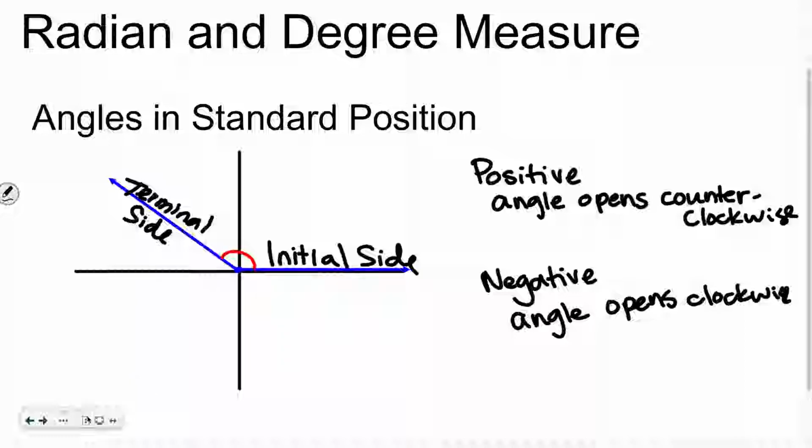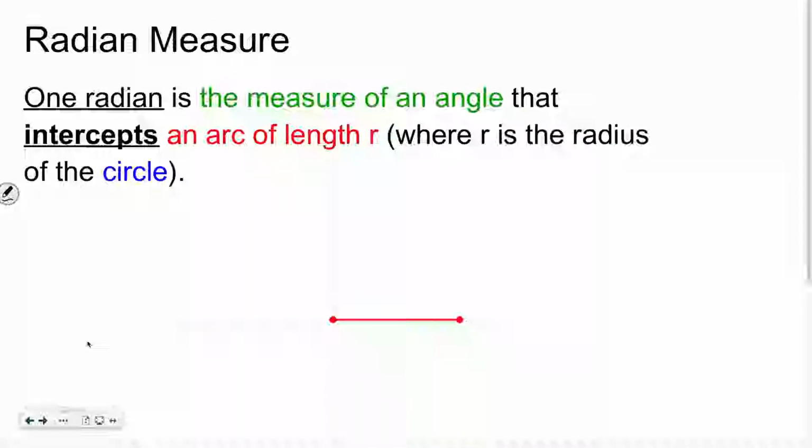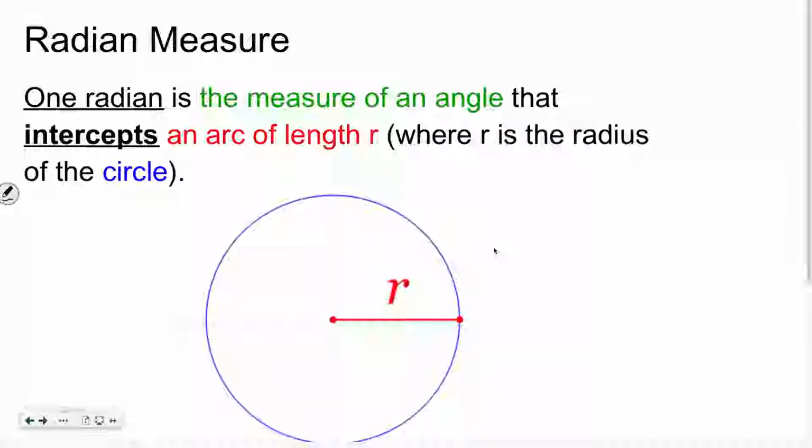Next up, I'm going to talk about the radian, and I have a definition, and I also have this animation here at the bottom of the screen. I'll talk about the animation after I give people who want to write down the definition a chance to write that down. That way you can write, and then you can focus on the visual.